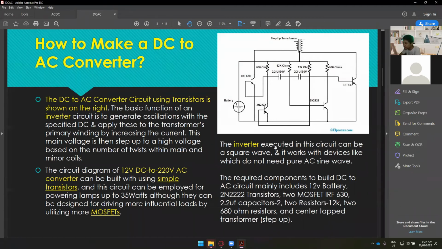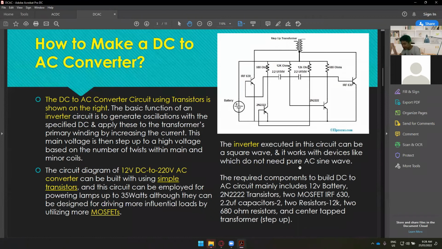The inverter executed in the circuit can be a square wave, and it works with devices which do not need a pure AC sine wave. So just take note, we have pure DC, and we also have pure AC sine wave. What are those not pure AC? If it's not the sine wave, then for example, a square wave, and different kinds of wave. I forgot the other term, but we only have one pure AC, which is the sine wave, and then the square wave and the others are not pure AC.